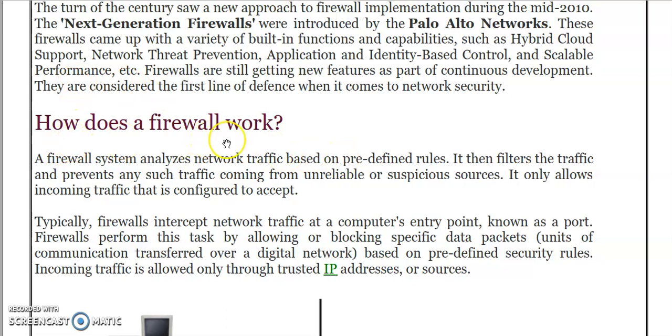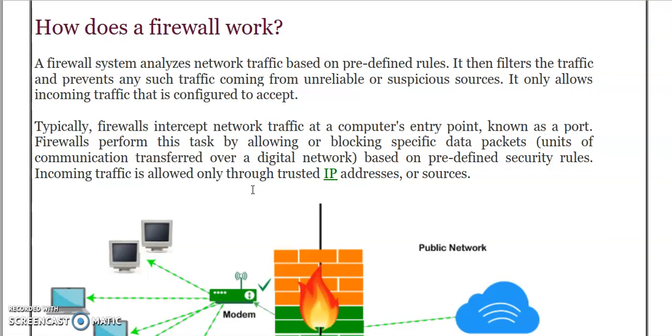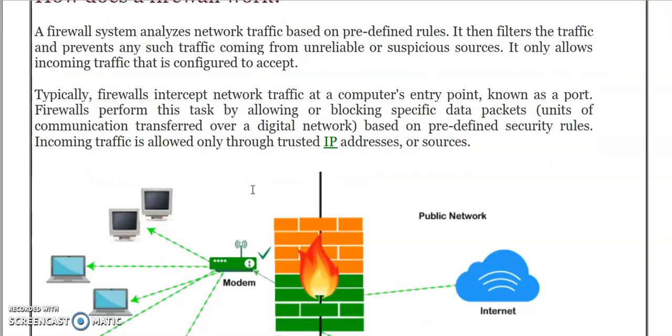Firewall, how does it work? A firewall system analyzes network traffic based on predefined rules, then filters the traffic and prevents any traffic coming from unreliable or suspicious sources. It only allows incoming traffic that is configured to accept. Whatever command is given to the firewall to accept data from particular IPs, only from those configured systems will it accept data, and otherwise it blocks all the other data incoming to our computer.